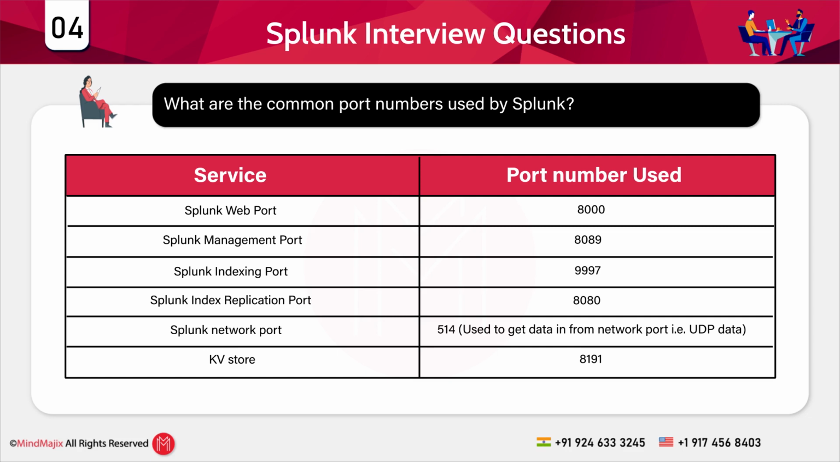Now, if you talk about Splunk network port, here you have 514, and this is basically used to get data in from the network port, which is basically UDP data. And the last point is KV store. For KV store, you have the port number 8191.